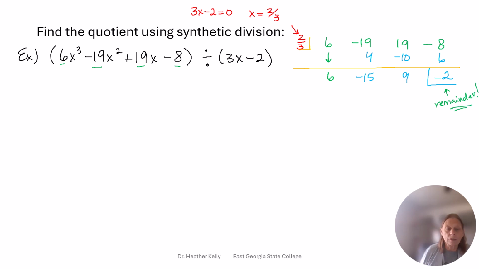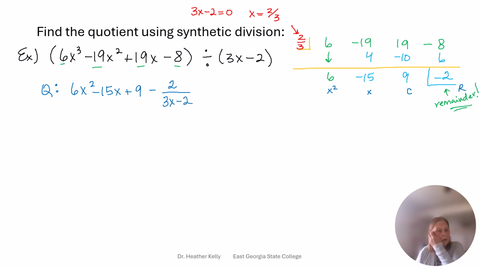All right, and let's just write our quotient. Our quotient is equal to 6x to the, we take 1 power of x away. This is our constant. This is our x. This is our x squared, and this is our remainder. So we have 6x squared minus 15x plus 9. And then to write the remainder, remember it is the remainder, so negative 2 over the divisor, 3x minus 2.